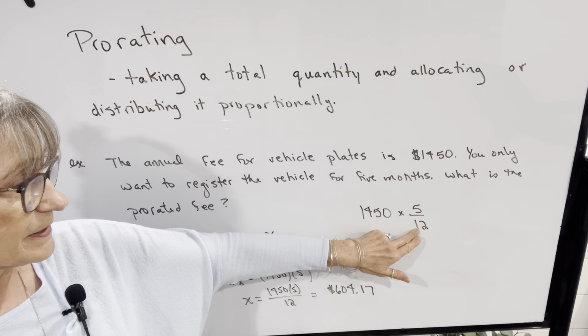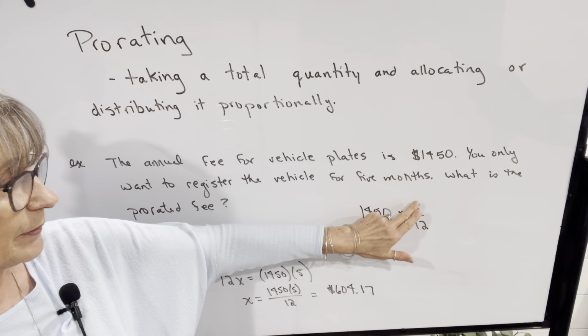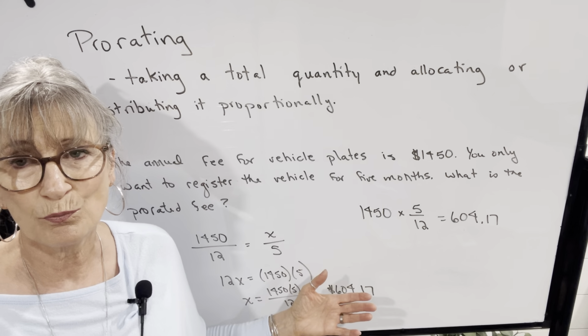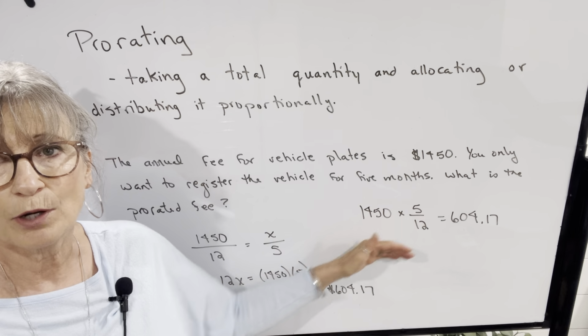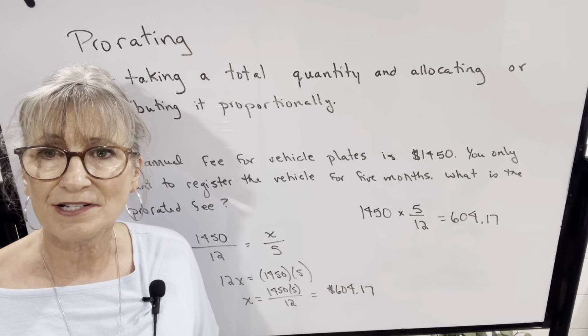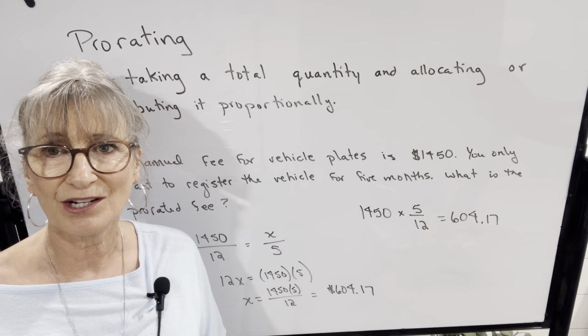So because there's 12 months in a year, I only need 5, so I'm going to multiply by 5 over 12, and I would get the same value. Often in doing these questions, there's more than one way to approach it, and either option would be fine. Let's take a look at some other types of prorating questions you might encounter.